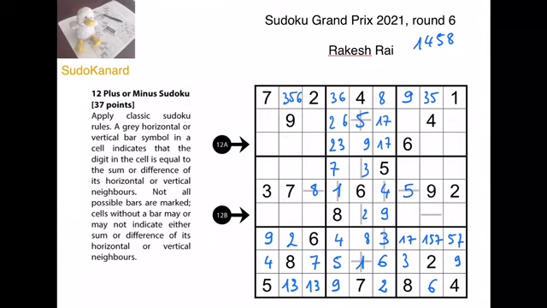This column needs a 2. It's not here, it's not here. We get this 2, and then 1, 6, and 8. This is 1 or 6. This is 1 or 8.